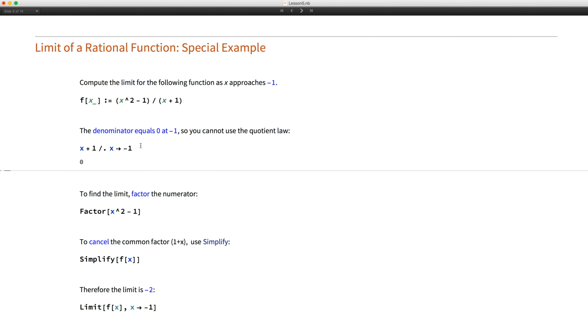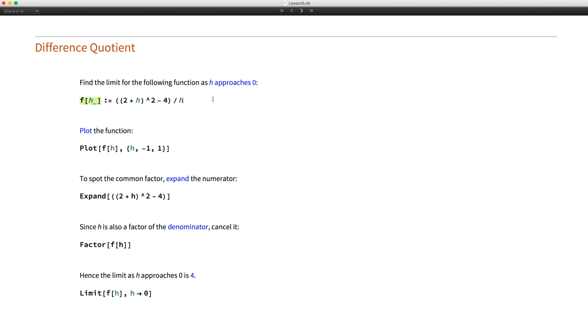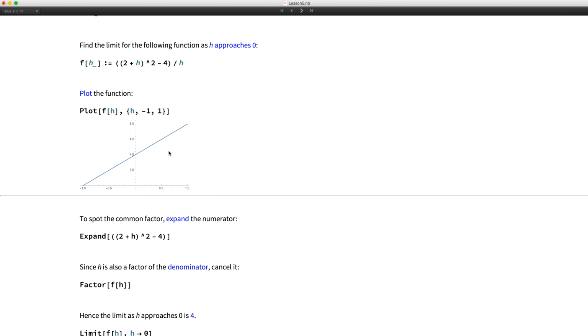Okay, so that's about rational functions, and now to go a step further, let's talk about difference quotients, which are very closely related to all the previous ideas. So here is the difference quotient for a rational function. And what you see over here is that if you plot it, then it's just a straight line. So what's happening? Well, although the h over here is 0 at h equals 0, there is a common factor. And to find the common factor, you can do an expansion and then do a kind of factoring and get the function down to its simplest possible form.